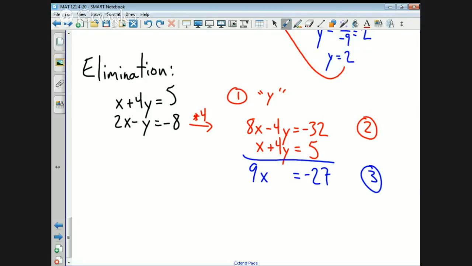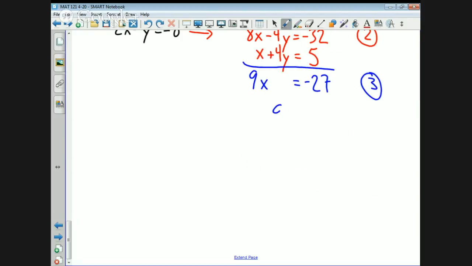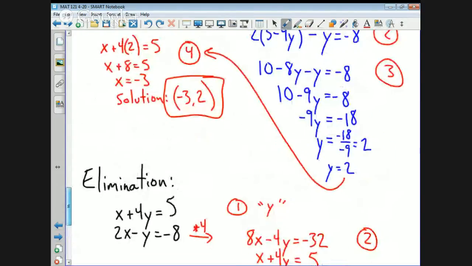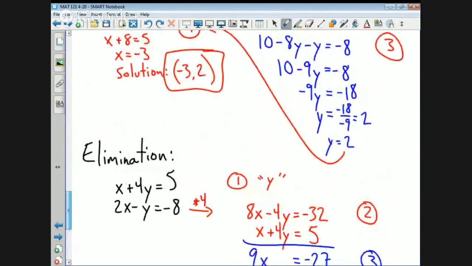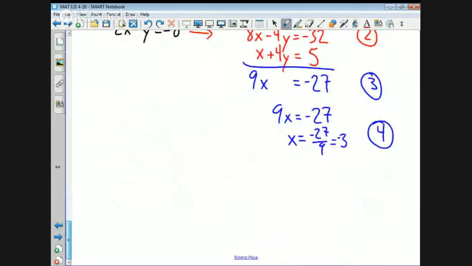Solve the equation in one variable. And this is very nice. We have 9x equals negative 27. Divide by 9, we get x equals negative 27 over 9, which equals negative 3. So now that we have x equals negative 3, which if you remember back to our original approach, works out very nicely for the answer. So we'll have x equals negative 3.